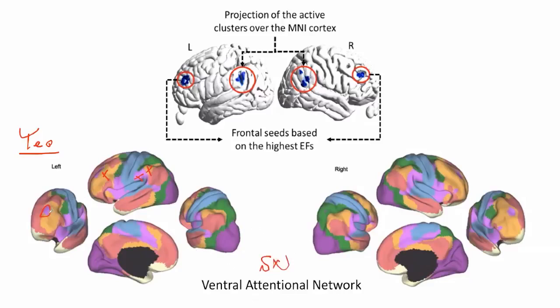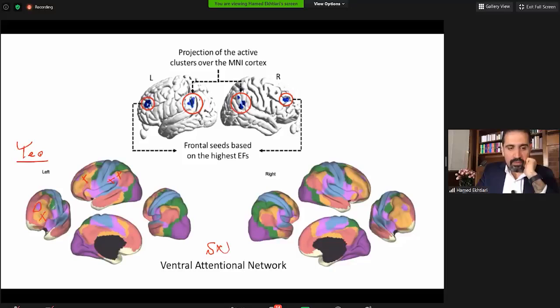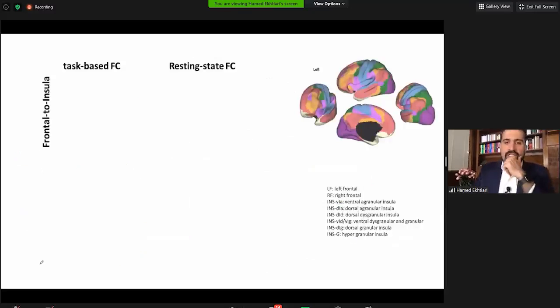So it seems that the site that we have in the frontal area is not actually a part of what we call the executive control network, which is the orange one. This one is the saliency network. And the saliency network, as I told you, would involve insular cortex and also dorsal anterior cingulate cortex. So it seems that we are tapping into the saliency network, not the executive control network. If that is the case, then we should have connection to insular cortex, because insular cortex is a part of the saliency network.